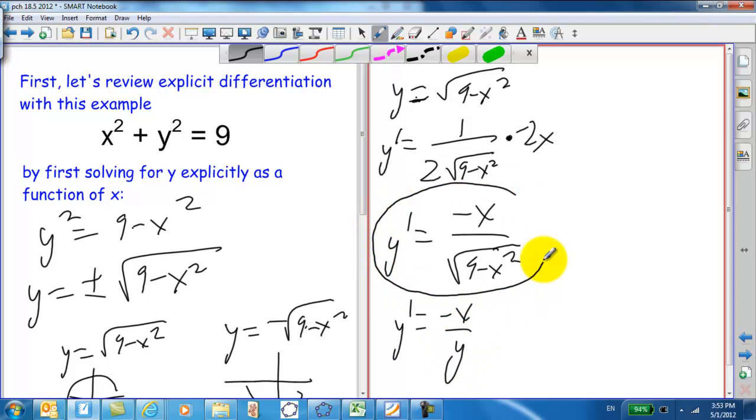So here's the explicit form, the derivative explicitly in terms of x. Here's the derivative in terms of both x and y. And we're going to talk about the technique of doing implicit differentiation now to get at these a lot more efficiently.